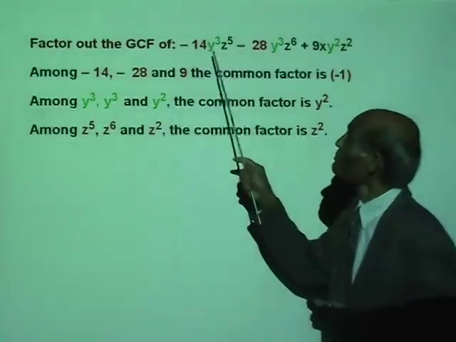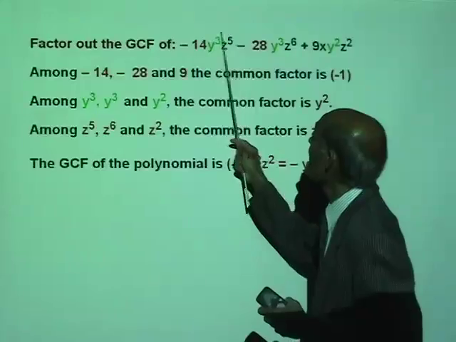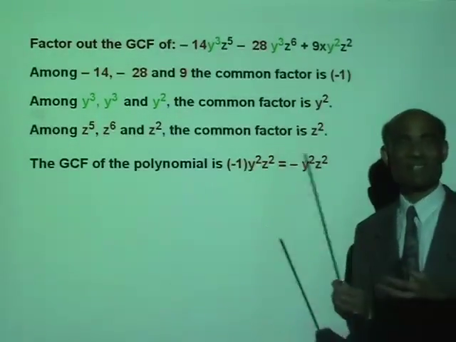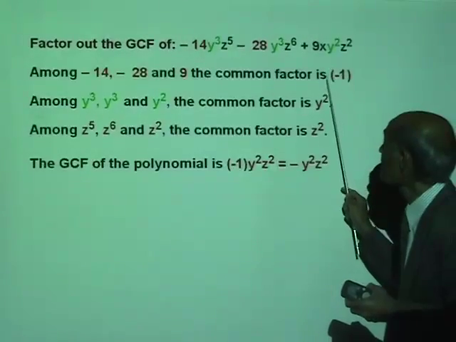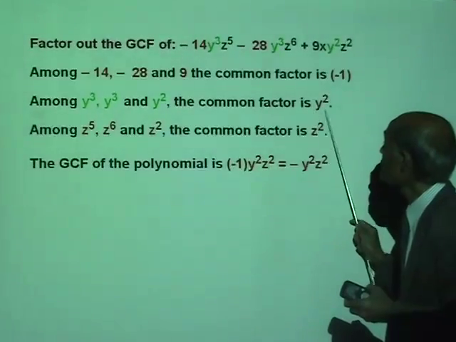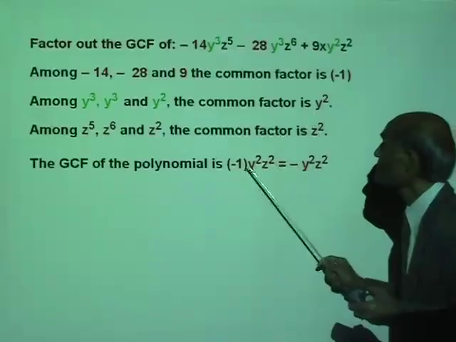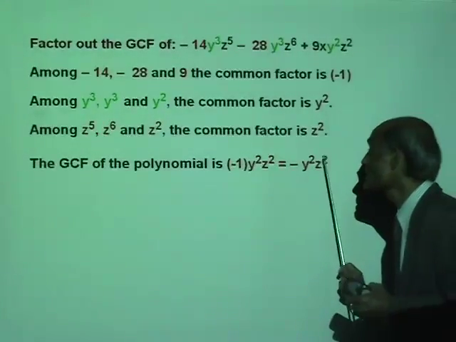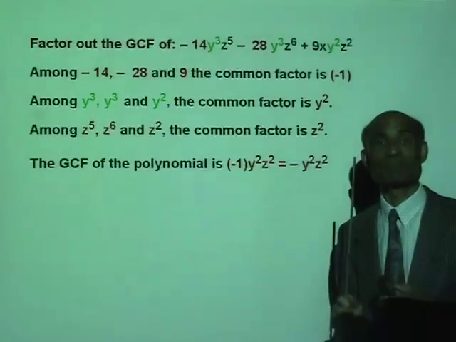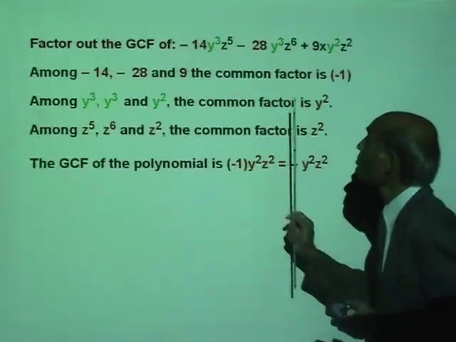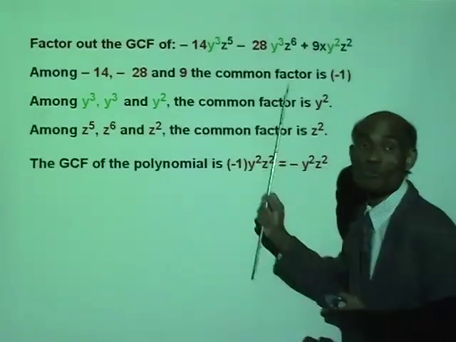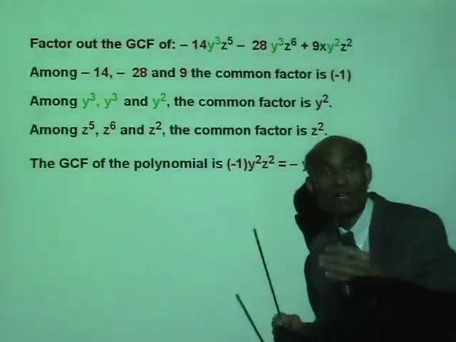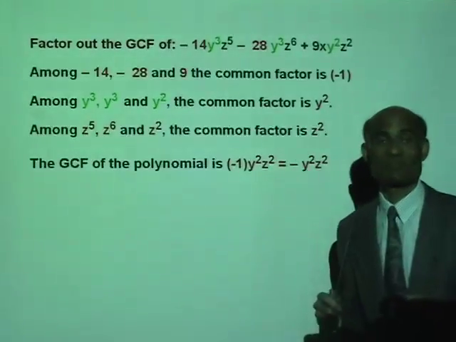Okay, now let's write each of these terms. What is therefore the greatest common factor? The greatest common factor is negative 1 times y squared times z squared, and that is negative y squared z squared. Okay, we are now going to write each of these terms as this common factor multiplied by the remaining factors.